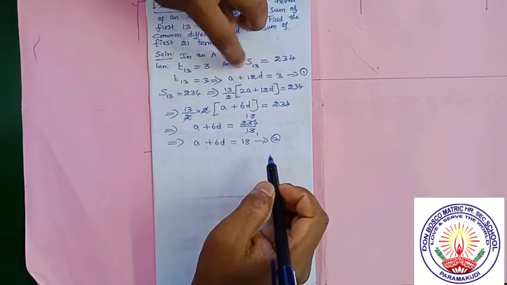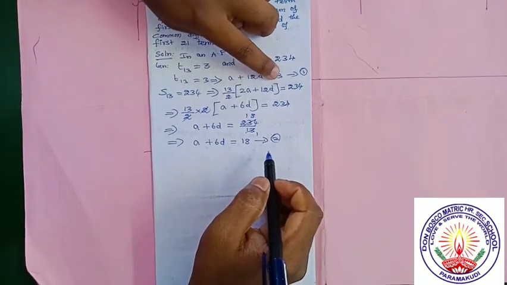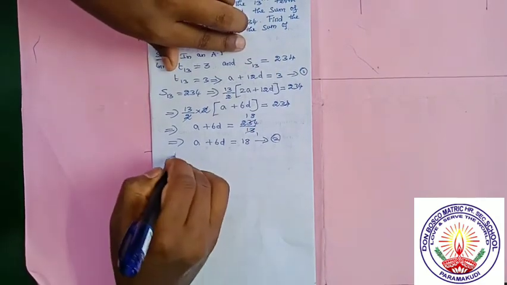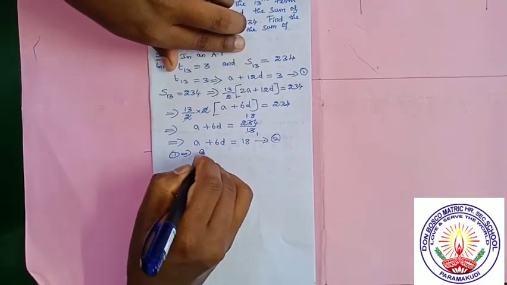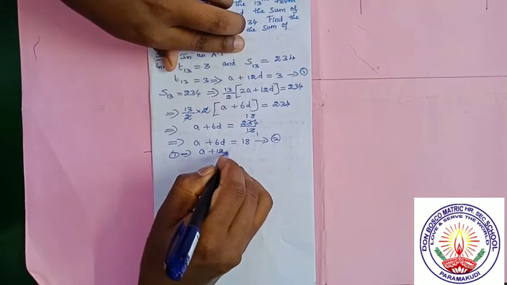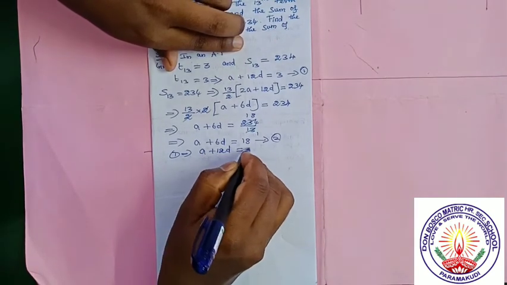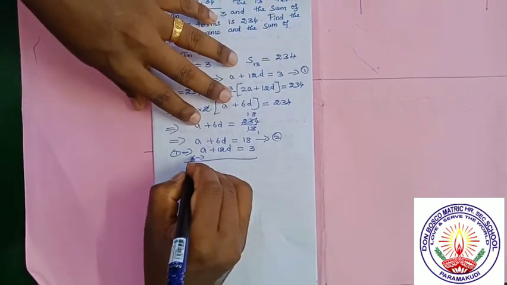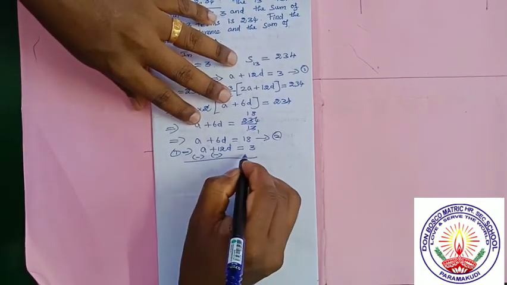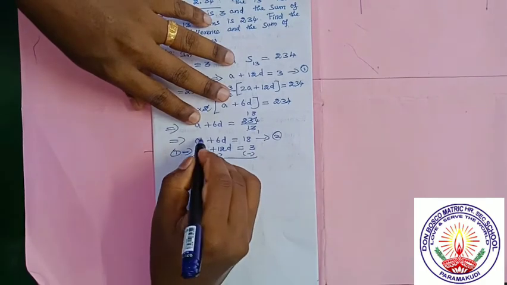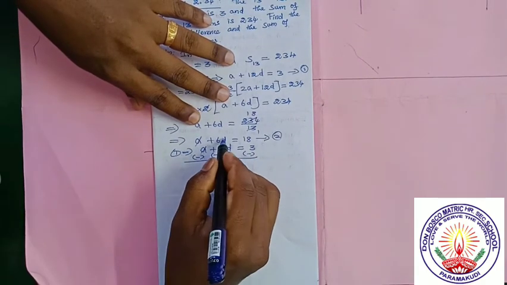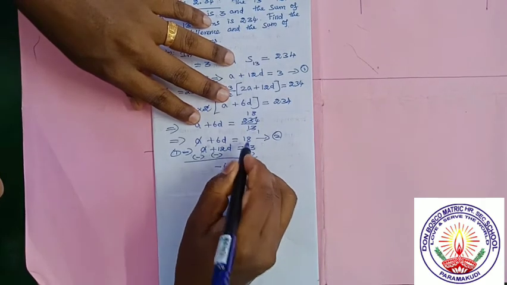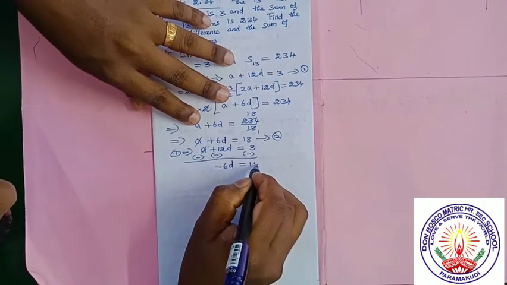Now look at equation number 1: A plus 12D is equal to 3. And A plus 6D is equal to 18. So write equation number 1 below: A plus 12D is equal to 3. Subtract the two equations. Plus will become minus. A minus A cancels. 6D minus 12D is equal to minus 6D. 18 minus 3 is equal to 15.